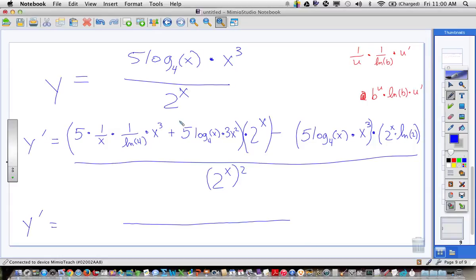Then times the second left alone, x cubed left alone. Plus, I'm still doing my product rule: this left alone, 5 log base 4 of x, times the derivative of x cubed, which is 3x squared. So there you go. That whole parenthesis was just doing the derivative of the top. We leave the bottom alone, minus, we leave the top alone, and then we do the derivative of the bottom, which is 2 to the x ln 2. Because the rule for e to the x is just e to the x, but 2 to the x is 2 to the x, tack on ln 2, and the derivative of the inside. And then the bottom all squared. Now, is there anything we can simplify?